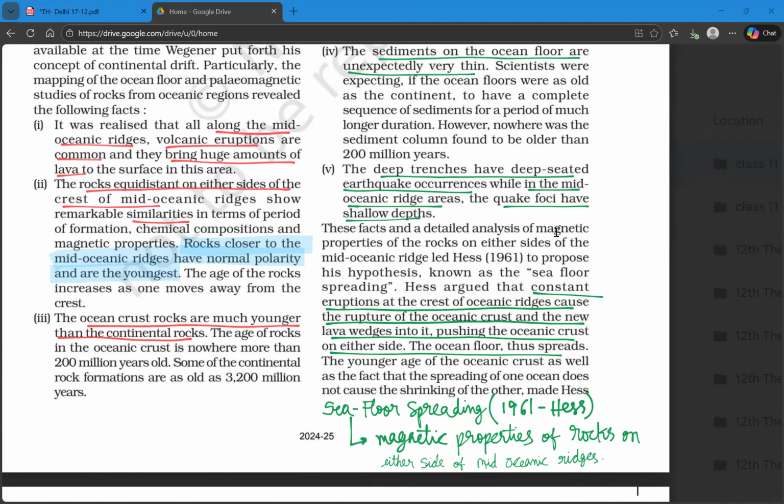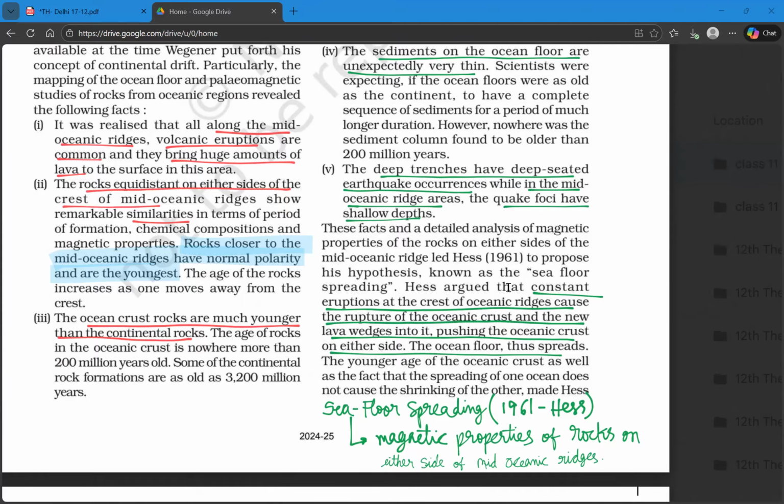Next, these facts and a detailed analysis of the magnetic properties of the rocks on either side of the mid-oceanic ridge led Hess to propose his hypothesis known as seafloor spreading. So who gave seafloor spreading? It was given by Hess in 1961 based on the analysis of magnetic properties of rock on either side of the mid-oceanic ridge.